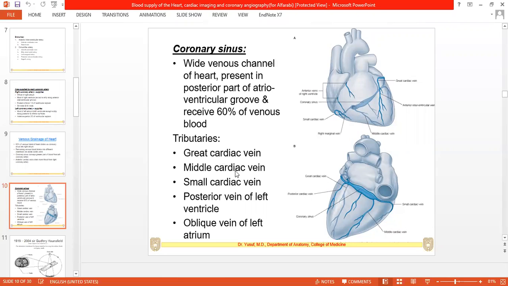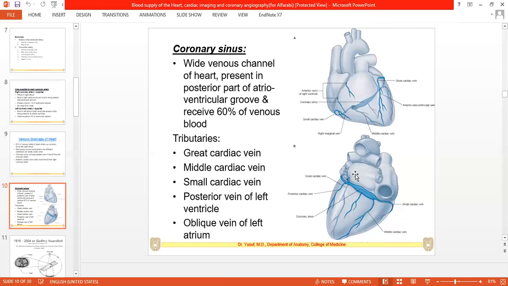So the great, middle, as well as the small cardiac vein, all these are the three important tributaries. So the great cardiac vein here, this one coming all the way like this. Then we have the middle cardiac vein and the small cardiac vein. Along with that, there is also a vein called the posterior cardiac vein, or the posterior vein of the left ventricle. Okay, so here you can see. Then we have the oblique vein of the left atrium.